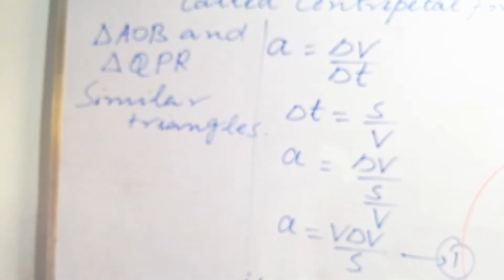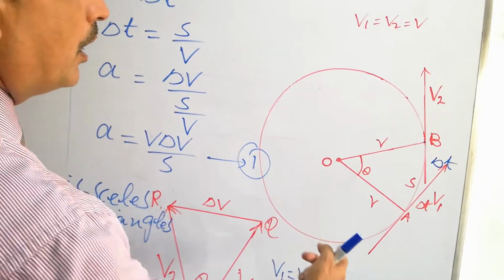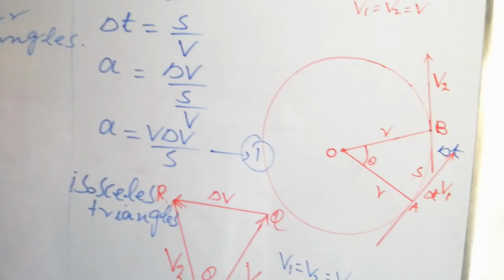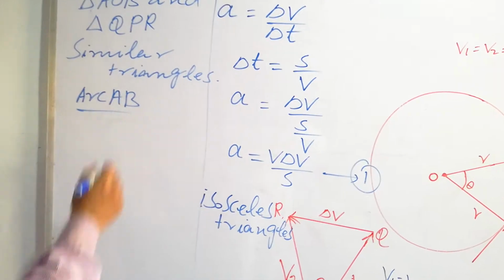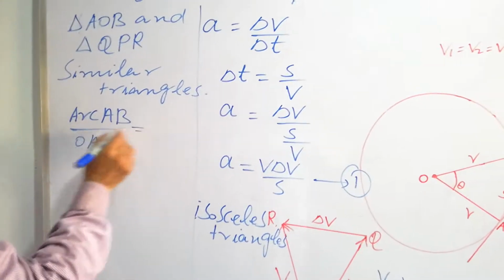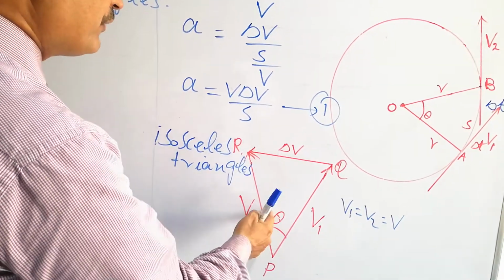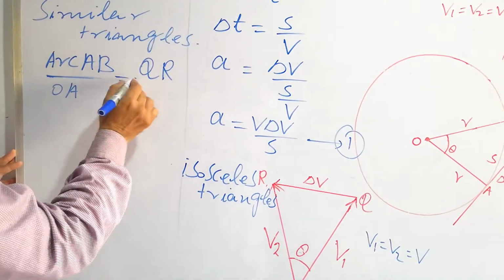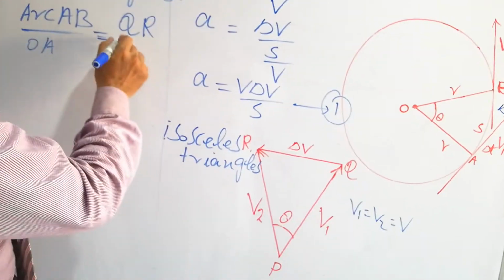Similar triangles. In this case, if we take segment AB, arc AB, divided by one of these, because both are equal, so that is OA. We will do the same thing in this particular diagram. The segment facing theta is QR, so you will take QR divided by one of these, because both are the same, let's suppose that is PQ.